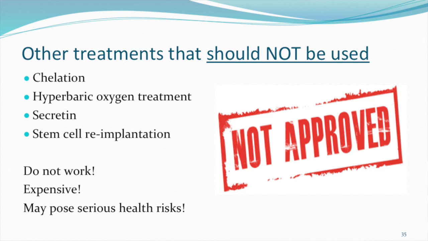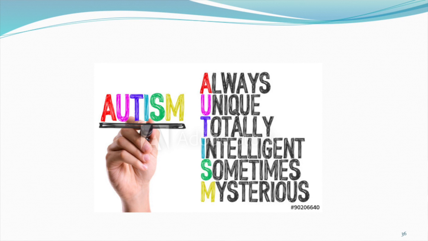This is the second slide that I'd like to really stress is a key take-home message here. There are certain treatments which should not be used in an attempt to treat autism. These include chelation, hyperbaric oxygen treatment, secretin, and stem cell reimplantation. The reasons they should not be used are that they do not work, they're expensive, and they may pose serious health risks, including death. I want to take a minute to just remind everyone that individuals with autism are always unique, totally intelligent, and sometimes mysterious.